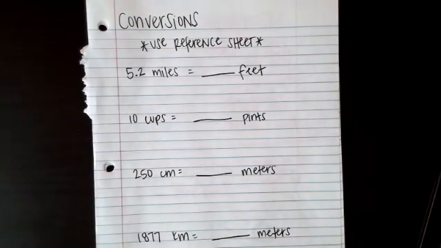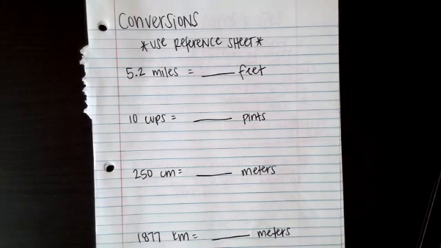Hey everybody, so in this video we are going to talk about some measurement conversions. Unfortunately, in the United States we use a system called the Customary system, and in many other parts of the world they use something called the metric system. So a lot of times we have to convert between different kinds of measurements for a variety of reasons.